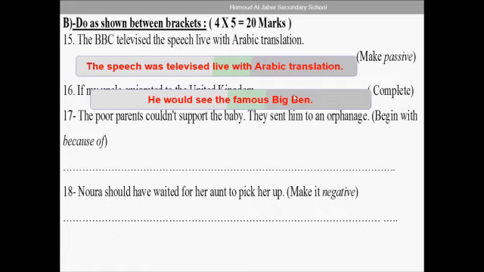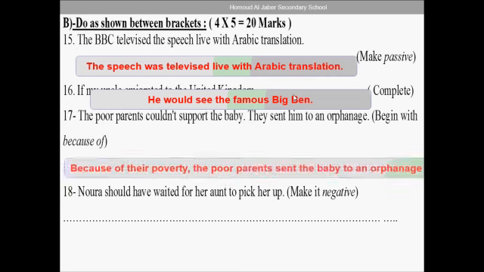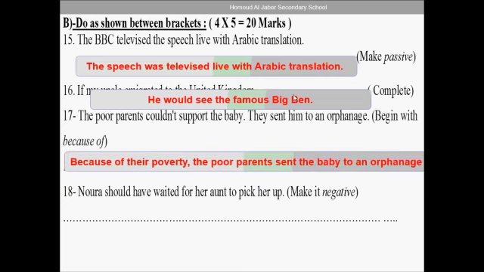Okay. Let's move to number 17. The poor parents could support the baby. They sent him to an orphanage. Begin with because of. As we all know, because needs complete sentence, but because of needs something like gerund after it. So I have to say because of. The answer here, because of their poverty, it's a noun or what we call clause. The poor parents sent the baby to an orphanage.